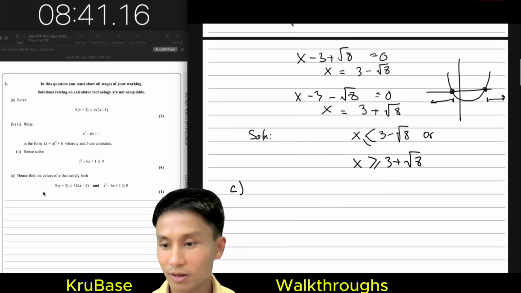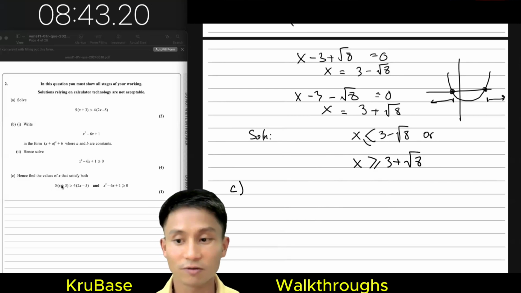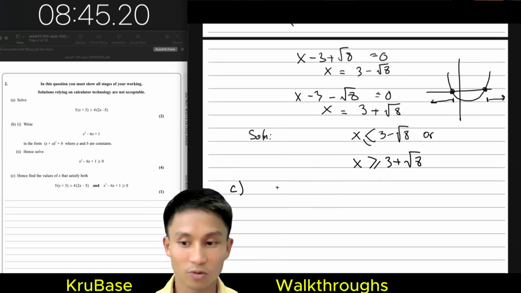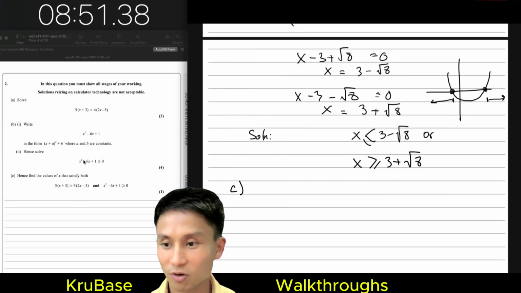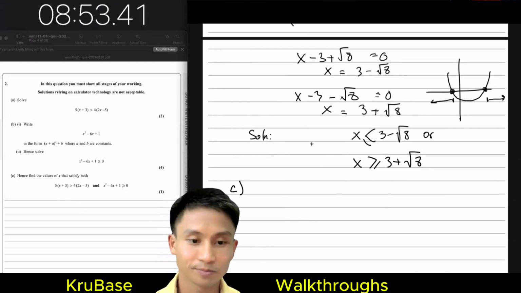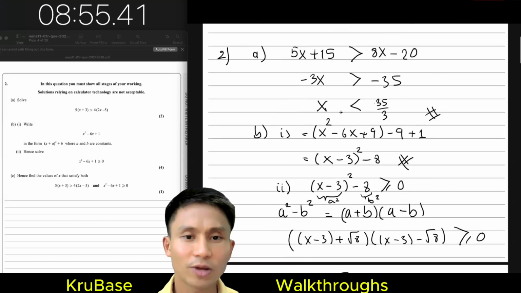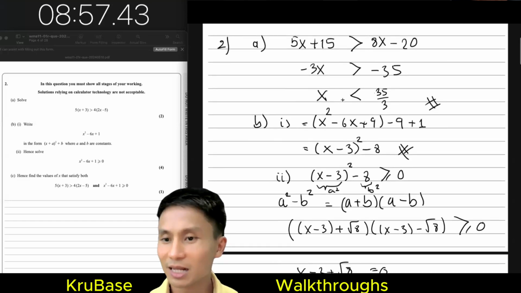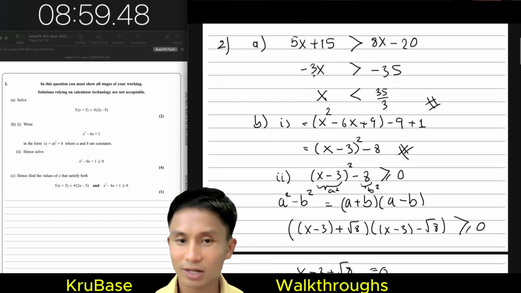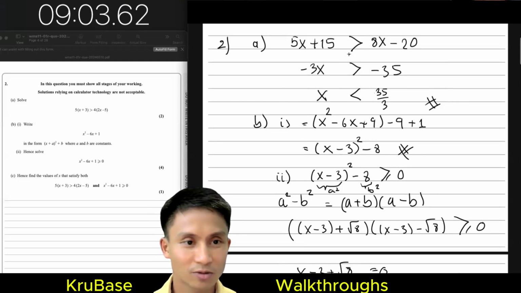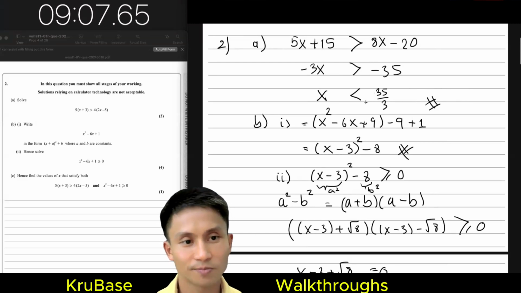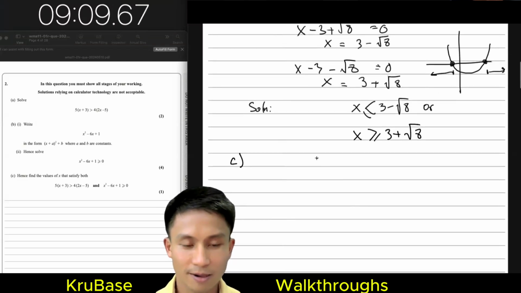Now C. Hence find the values of x that satisfy both the first and the second part. So one is from question A and the second one is from question B part II. So from A, what do we have? We have x less than 35 over 3. Let's double check that actually. So I have 8x minus 20. Move there, move there. Yeah, everything is fine. So 35 over 3.